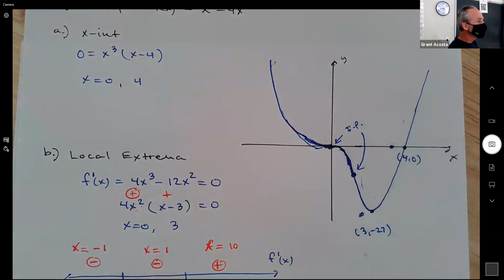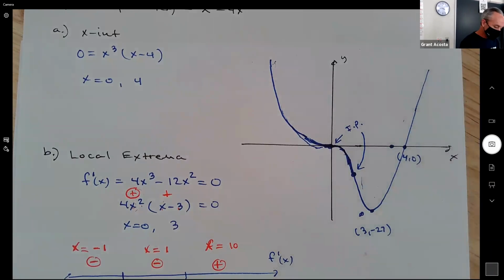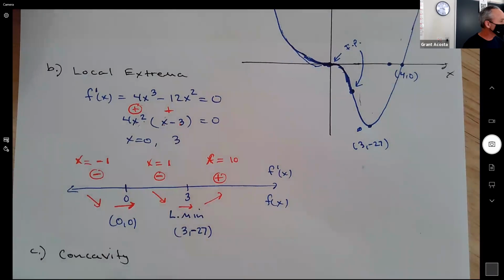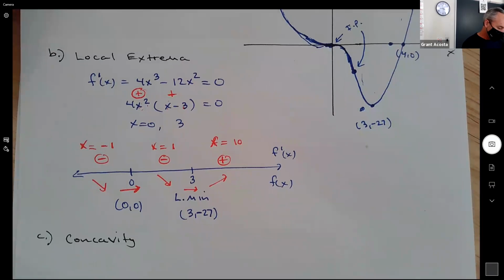I'm thinking 2 is probably a minimum. We might get another one. Maybe there's something else over there. But it'll come out when we do the second derivative. So if you haven't already started, take your second derivative and see if you can locate your inflection points.